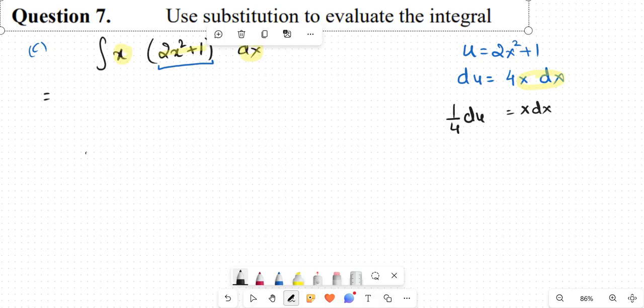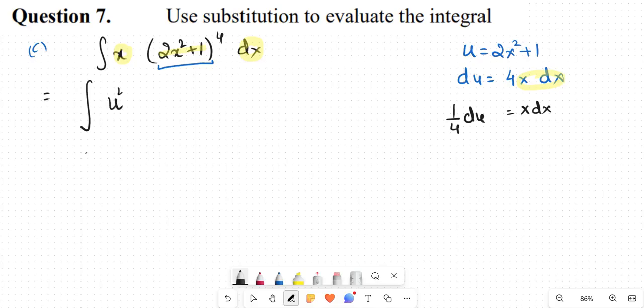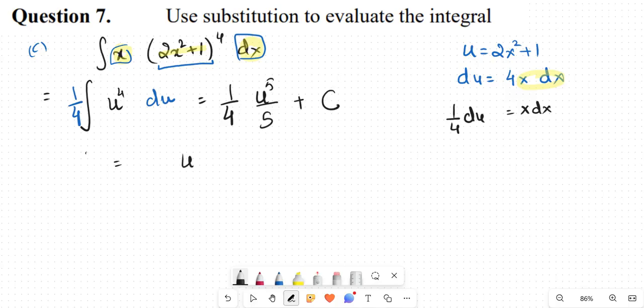So let's write the substitution now. The integral of 2x squared plus 1 is u to the power 4, and this x dx together can be replaced by 1 by 4 du using our substitution. Now this is a simple integral using the power rule. u to the power 5 by 5 plus c. u can be replaced back by 2x squared plus 1 to the power 5 by 4 times 5, which is 20, plus c.